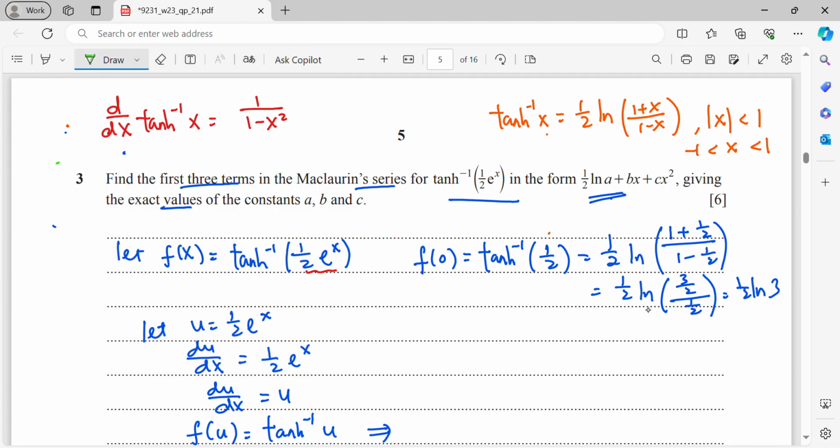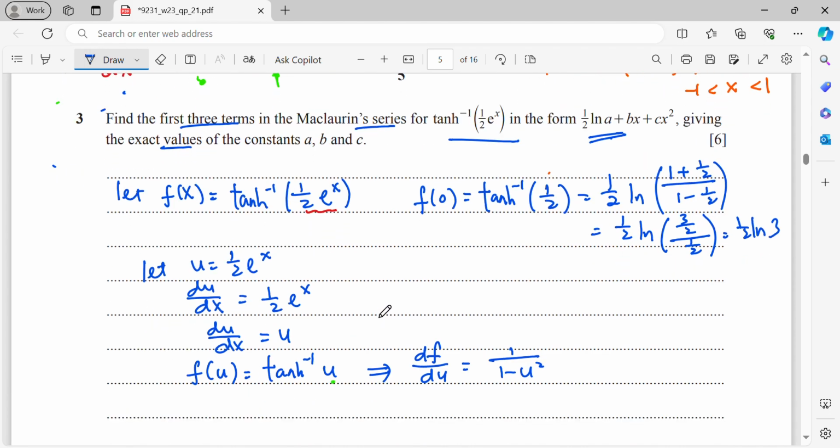They are in similar form, because this is inverse hyperbolic tangent u. This is inverse hyperbolic tangent x, right? So when I differentiate, I will just replace the x here by u. That means now I will differentiate my f with respect to u. That is 1 over 1 minus u squared, according to this formula. Okay, now, but then our purpose is to get df dx, right?